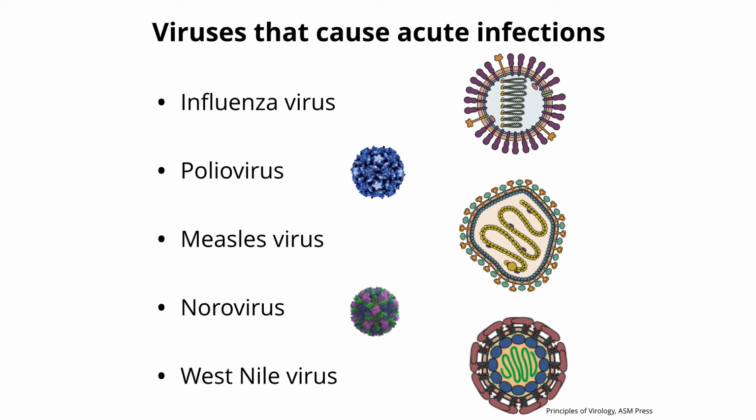So we have influenza virus, a virus that's spread by respiratory secretions. It just causes a respiratory disease. We have polio, fecal-oral spread. Measles is spread by respiratory secretions, but it has a very different pathogenesis than flu. It has a viremic stage. Norovirus, fecal-oral spread, but a gastrointestinal disease, unlike polio. And finally, West Nile, a mosquito-transmitted infection. So this is relevant to Zika, same family, in fact.